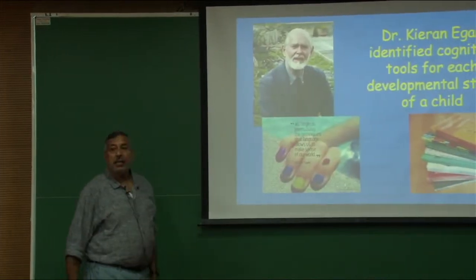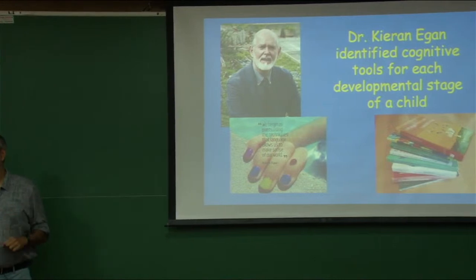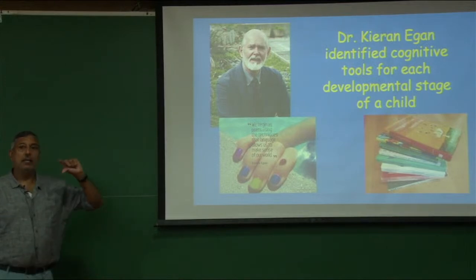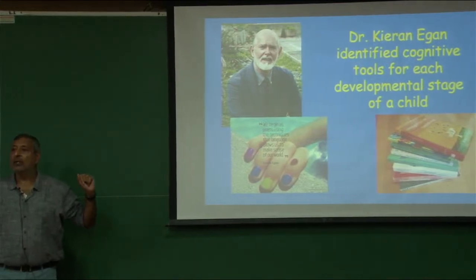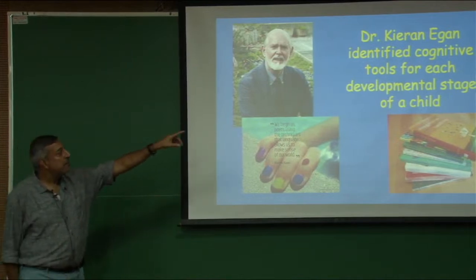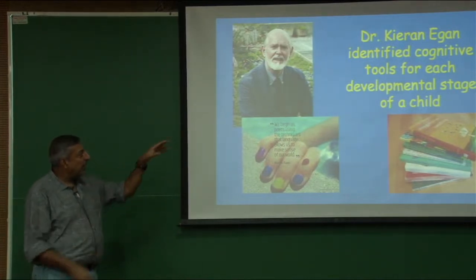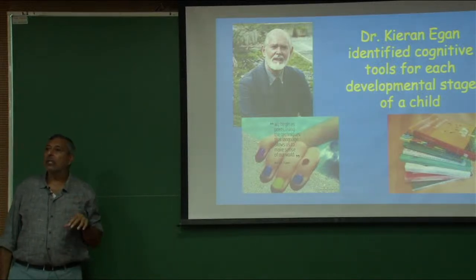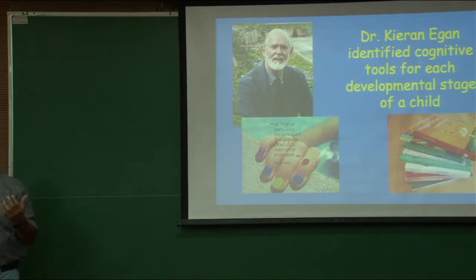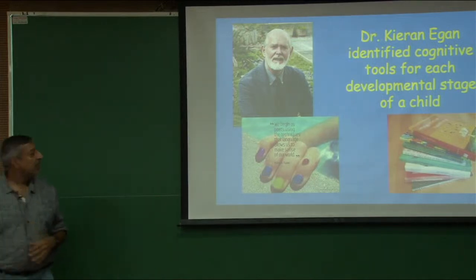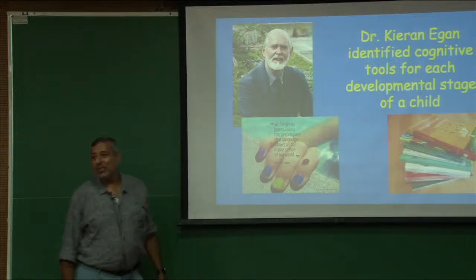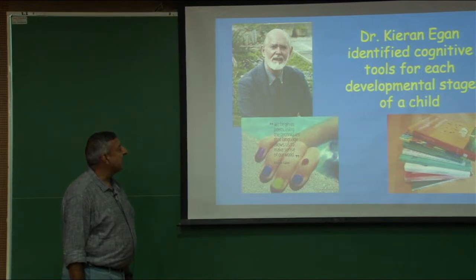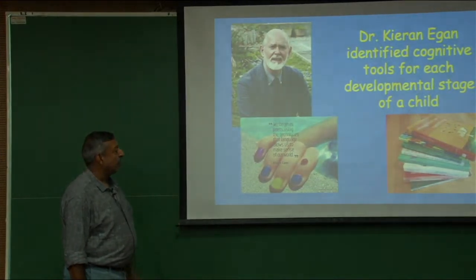So Dr. Kieran Egan is really my inspiration. He identified cognitive tools that Lev Vygotsky first talked about. He took it to another level altogether, and he actually started looking at each developmental stage of a child and seeing what kinds of cognitive tools a child uses at different stages of their development. And I'm going to read out this quote as well. We begin as poets using the techniques that language allows us to make sense of our world.